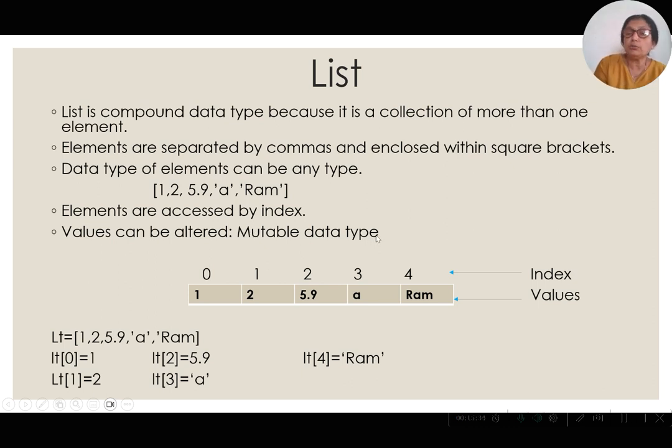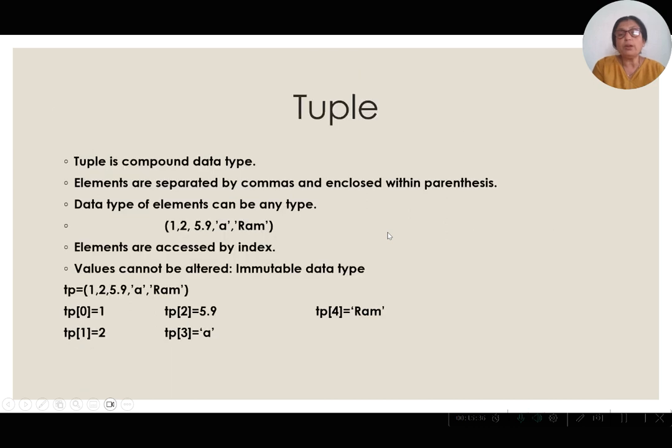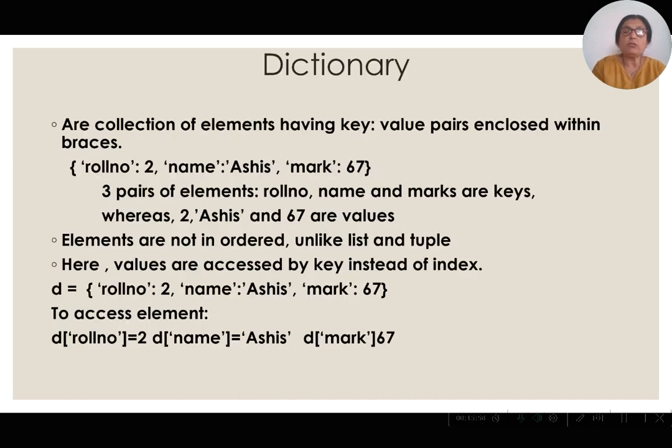That's why a list is a mutable data type, but a tuple is an immutable data type. What's the difference? In a mutable data type, the values can be changed. In an immutable data type, values cannot be changed. In a list the values are enclosed within square brackets, whereas in a tuple the values are enclosed in circular brackets or parentheses. Now the next one is dictionary.